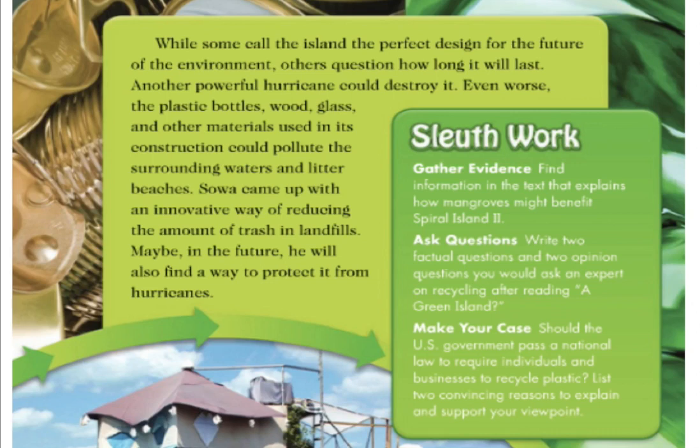So, those 2 problems. 1, another hurricane could destroy Spiral Island 2, similar to what happened to Spiral Island 1. Secondly, even though Soa's plan and the problem that he's solving is that we have too many waste materials going into landfills and he was trying to remove them, the text says that actually, even though he's trying to remove those waste items from our environment, if they broke free, they could end up polluting the waters and the beaches close to where the island is. So, how can we solve those problems?